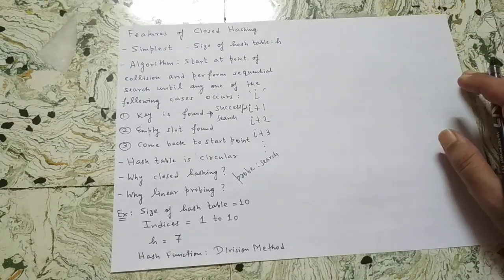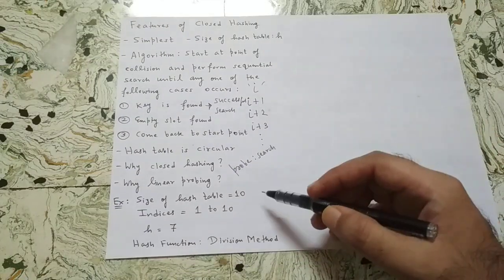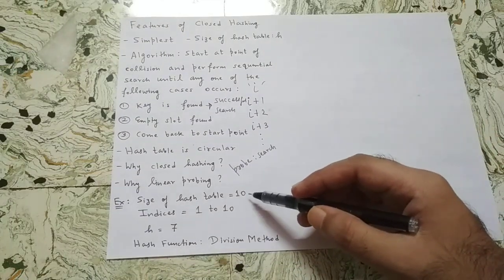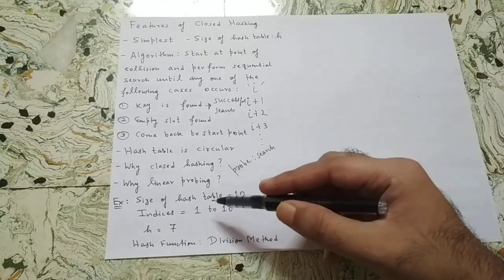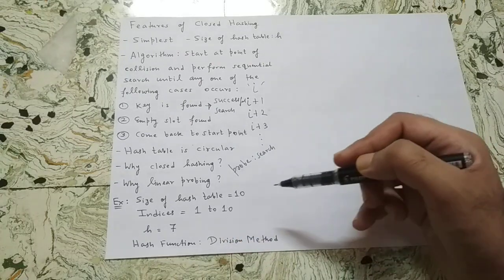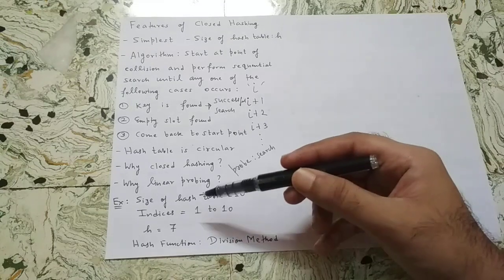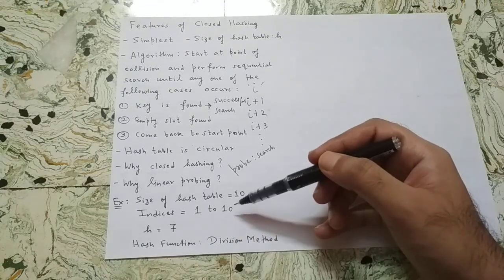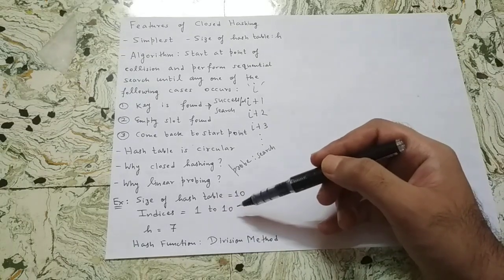Okay. Now, let's look at this example. Let's say we have been given a hash table of size 10, and we have the indices of the hash table ranging from 1 to 10. We can have two cases. Either the indexing can start from 0, in which case the last index would be 9, or, as you can see here, if the index starts from 1, then the last index would be 10.